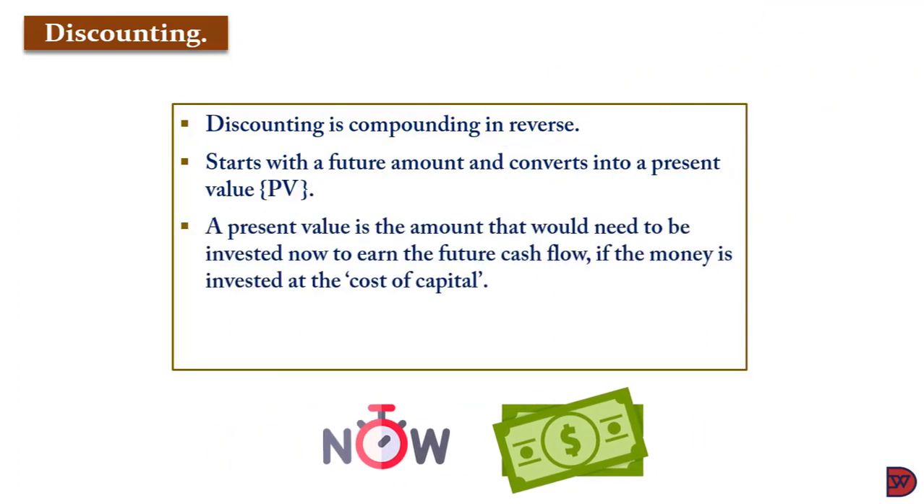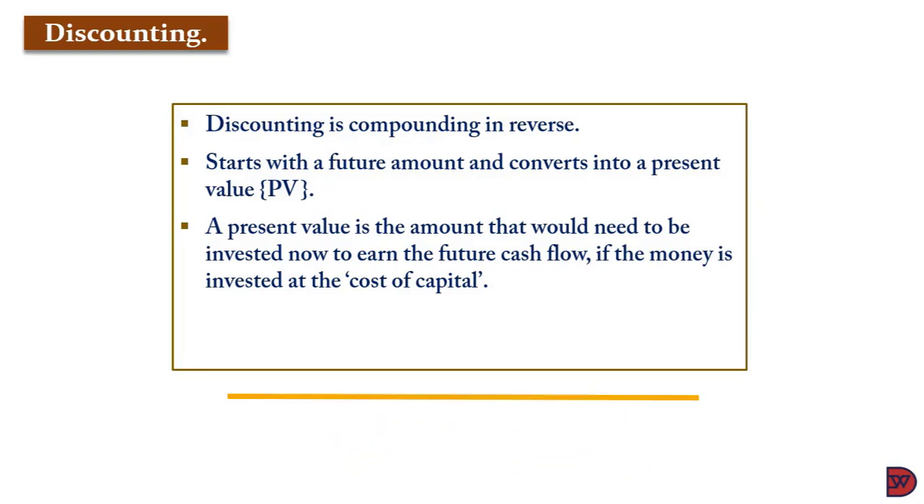So the present value is how much you will need to put in an investment to earn a particular amount in the future. So for example, you have been told that in 5 years your child's university education will cost $50,000. If the interest rate from now to the 5 years is, let's say, 20%. So you need to know how much that $50,000 in 5 years' time is worth now.